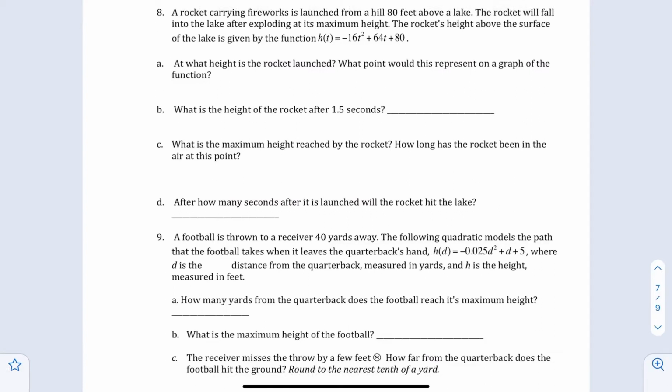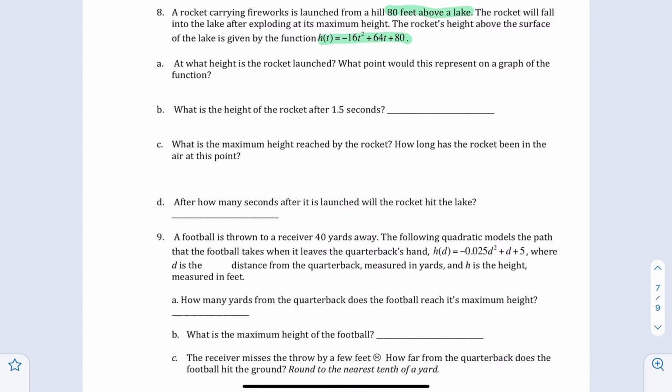If we take a look at example problem number 8, there's a rocket carrying fireworks and it's launched from a hill that is 80 feet above the lake. The rocket will fall into the lake after exploding at its maximum height. The rocket's height above the surface of the lake is given by the function h of t equals negative 16t squared plus 64t plus 80.